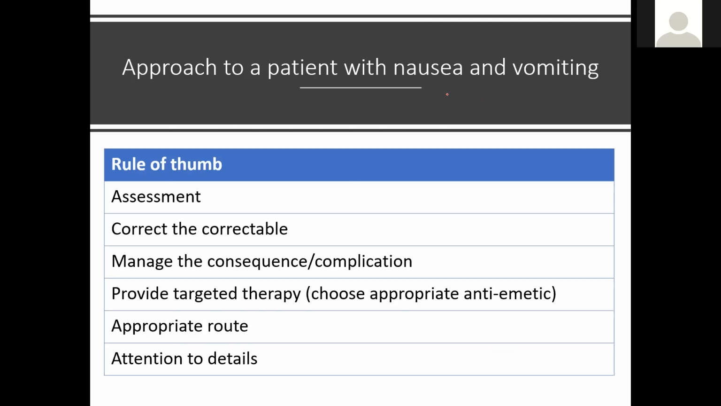So this is the layout for approaching a patient with nausea and vomiting. First is thorough assessment. Asking in detail about their symptoms is very important. The patient will tell you, I have nausea and vomiting, or I have vomiting. Don't just stop there.